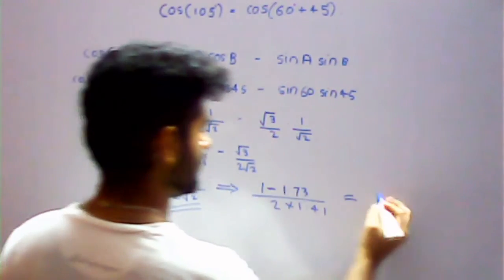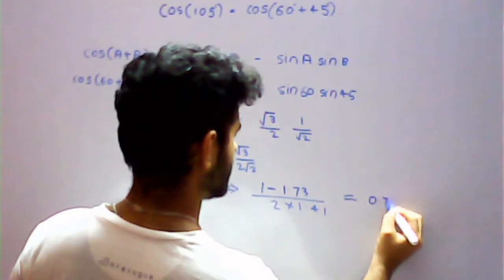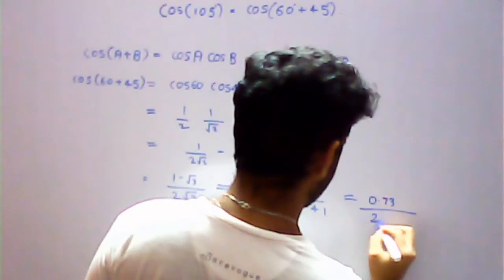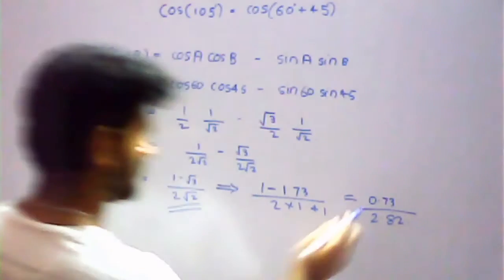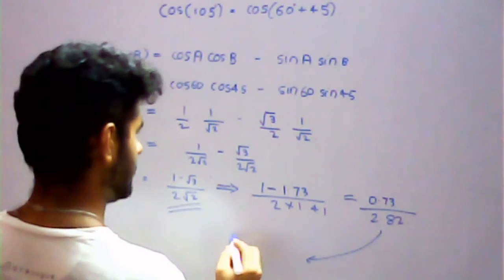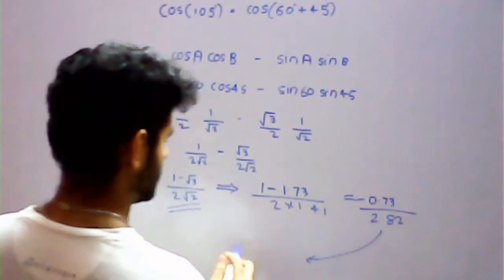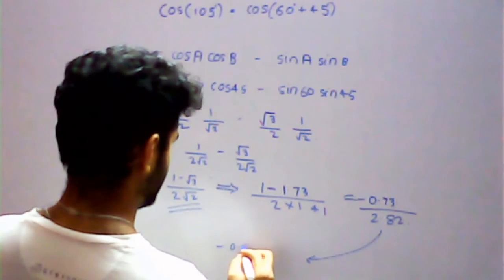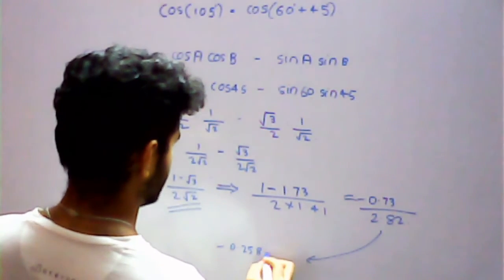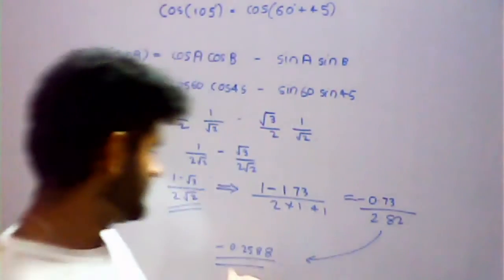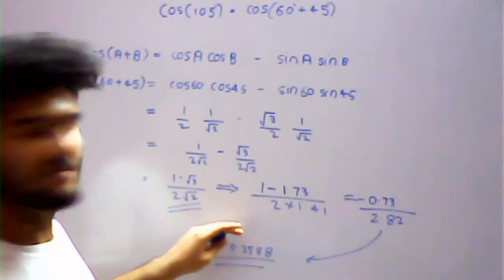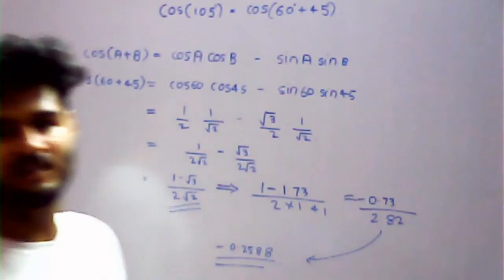Now, solving it, this value is equal to 0.73 upon 2 into 1.41 is 2.82, and this answer comes out to be minus 0.2588. So friends, this is the final answer. We need to find the exact answer till we get this value, which is decimal value. So let's move on to the next one.